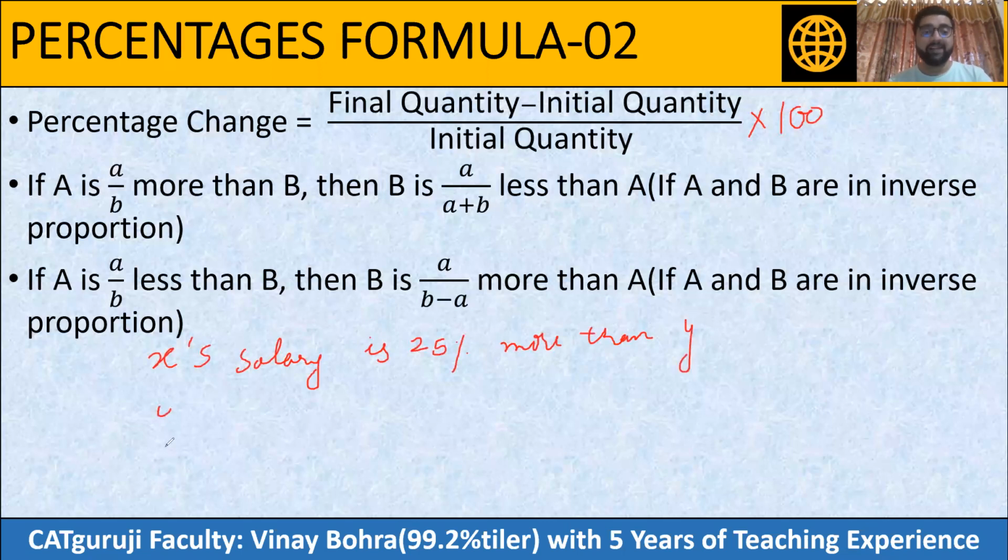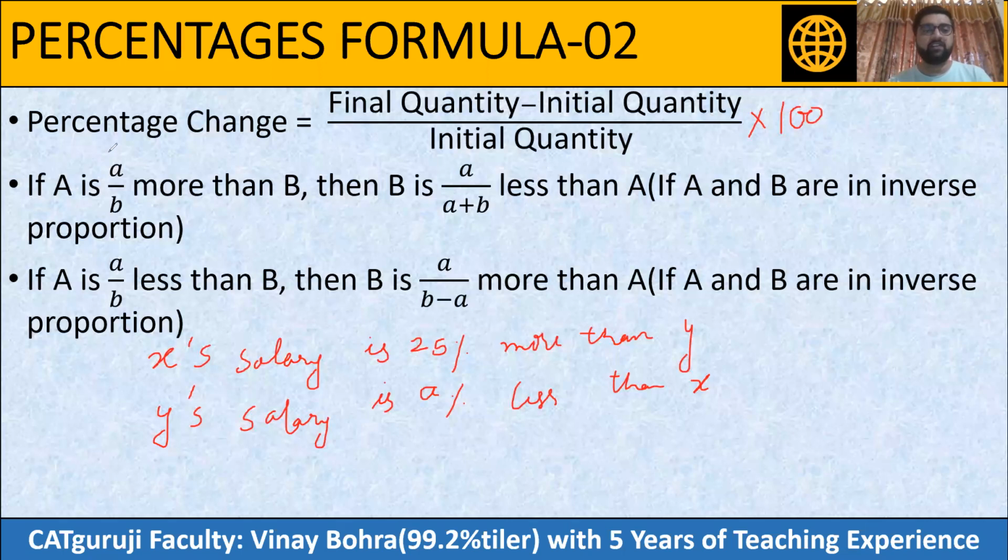So your Y salary will be some percentage less than X. Or here, instead of X, I'll take A, so that won't create any confusion. So your X salary is 25% more than Y. Your Y salary is some A percent less than X. So what is this A percent? We'll use this shortcut trick.